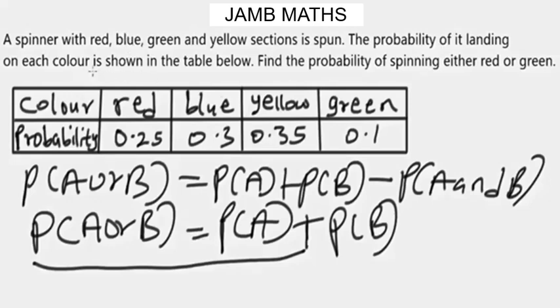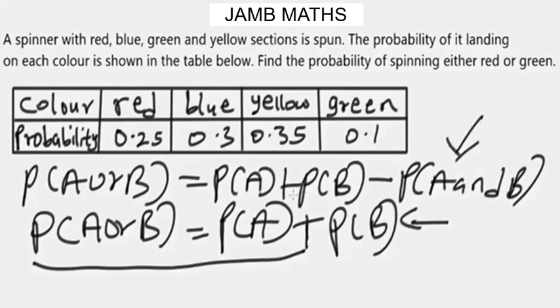The question says a spinner with red, blue, green and yellow sections is formed. The probability of it landing on each color is shown in the table below. Find the probability of spinning either red or green. From this question, the spinner can't land on both red and green. So this shows us that the events here can't happen together. That means we're going to make use of this simple OR rule and not the one where you minus.